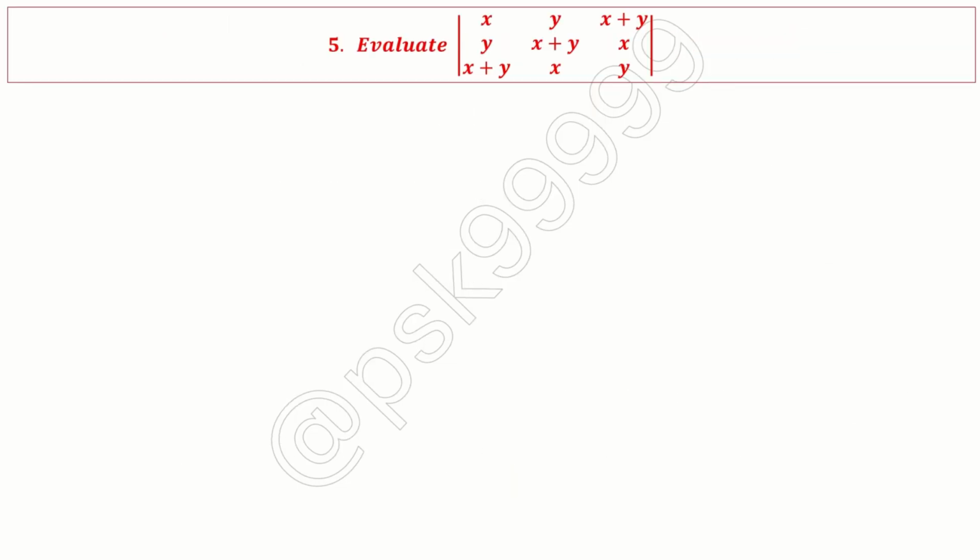Evaluate this expression. You can do the normal method, finding the determinant by row, by column, or anything, but you can also use a little trick here. If you see, there are some terms which are repeating here. You can cancel them easily.